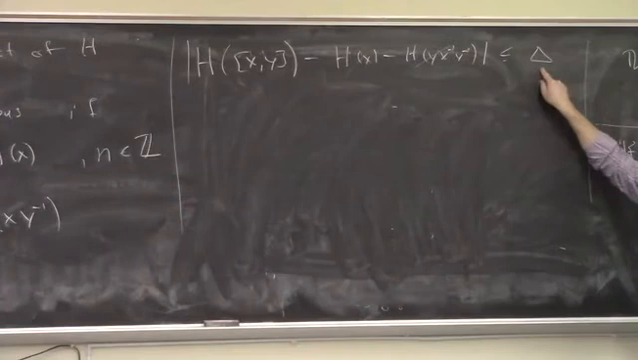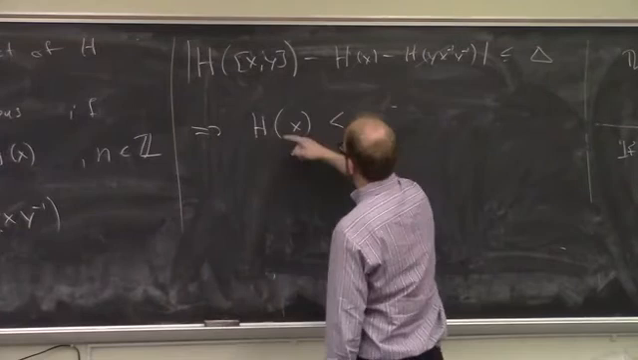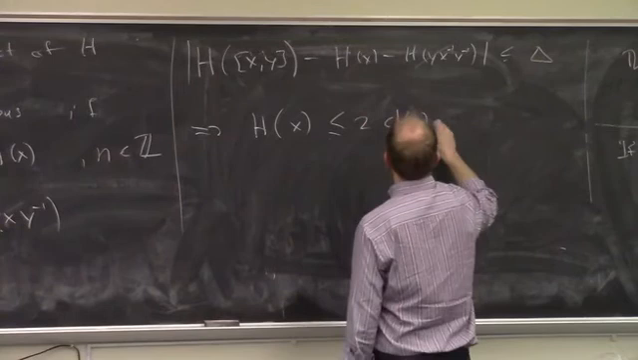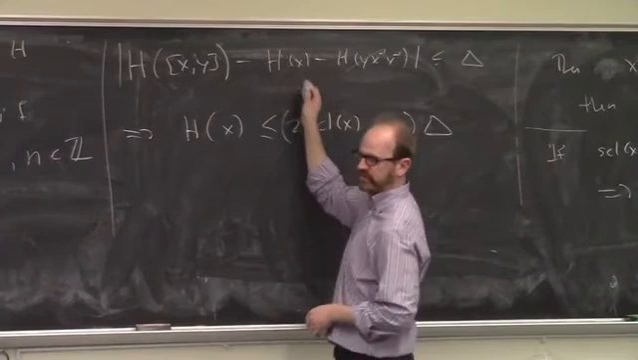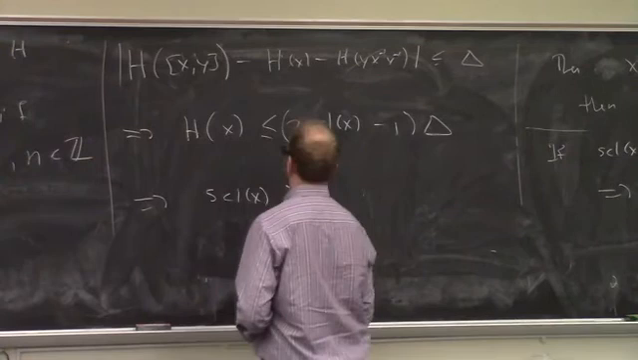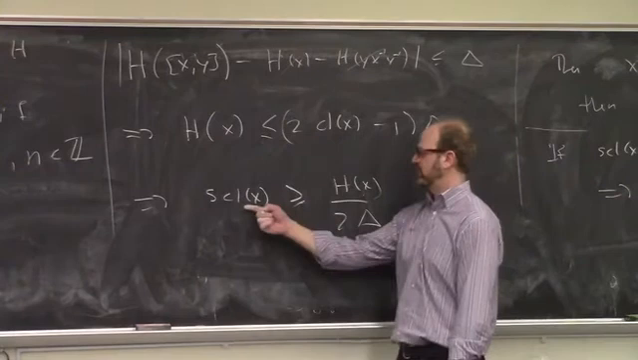And in general, you can just apply this to a product of commutators. You get that h of x, the quasimorphism on x, is going to be less than 2 times the commutator length of x minus 1 times the defect. That's just taking this fact and applying it to a product of commutators. And then from that, you see that the stable commutator length of x is greater than h of x. And this is our trick. This is how we're going to get that the stable commutator length is positive: by producing quasimorphisms.